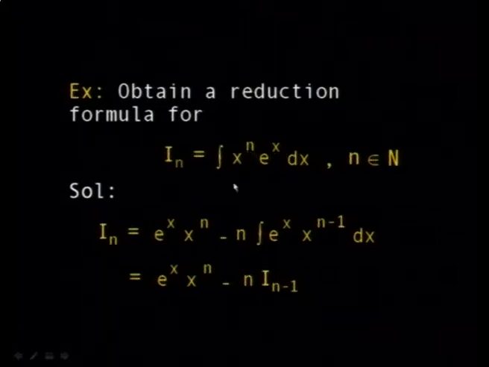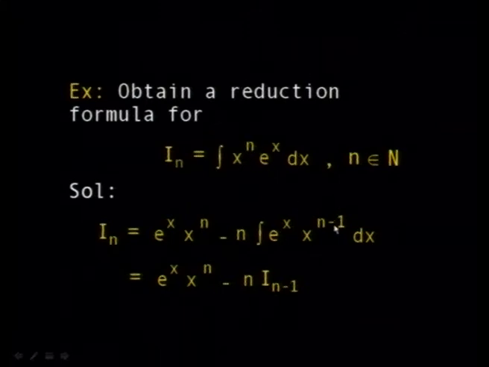When the power is n, it's equal to e to the power x, x to the power n, minus n times the same integral. This is the same integral which you started with, except that instead of n, you had n minus 1. So you had a form of this sort. I_n is equal to e to the power x, x to the power n minus n I_(n-1).